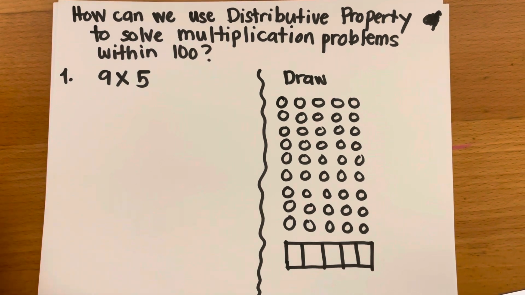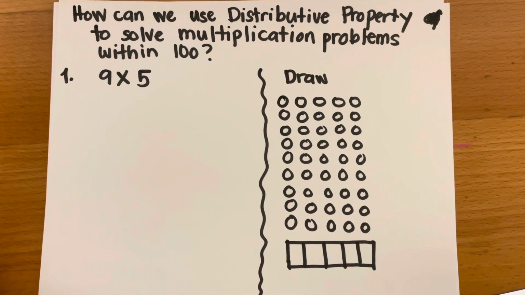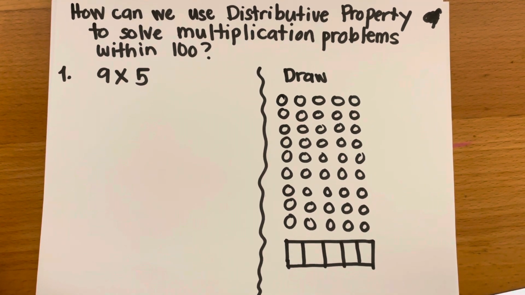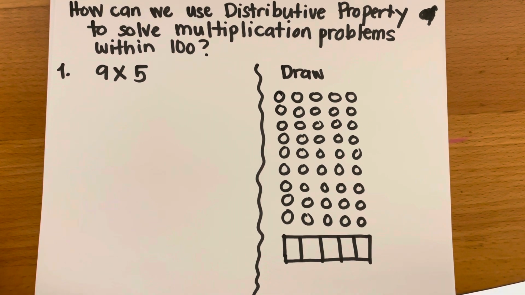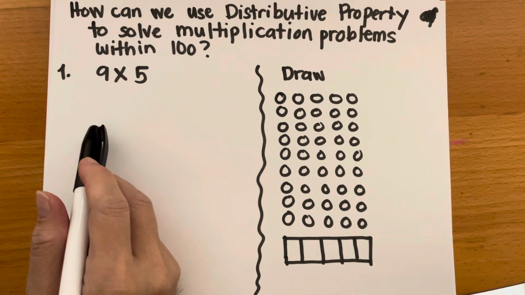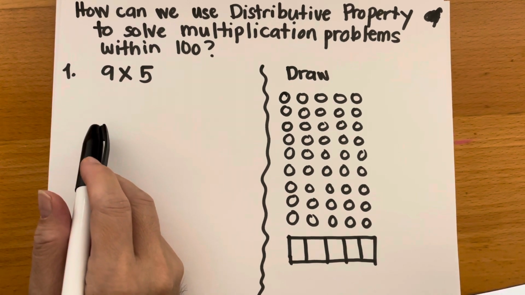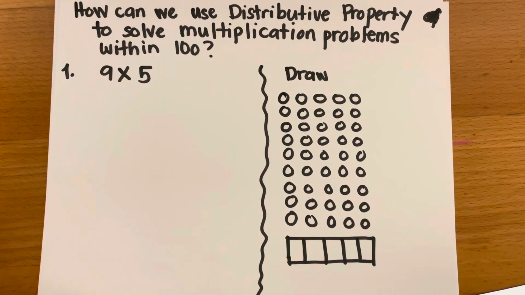Good day, everyone. Today, we will use the distributive property of multiplication over addition to solve multiplication problems. Our question for today is, how can we use the distributive property to solve multiplication problems within 100?